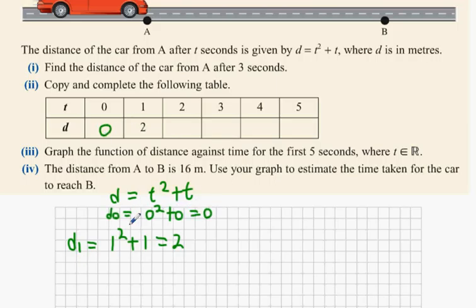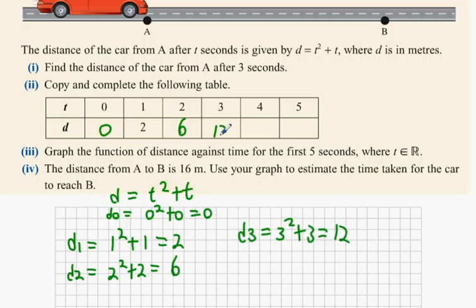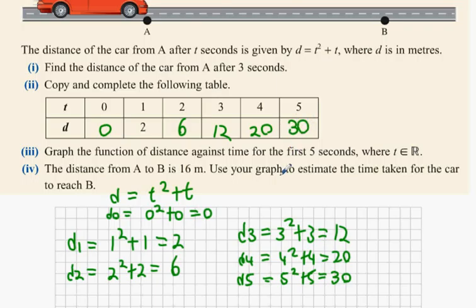0. Then d2, 2 squared plus 2, which is 6. d3, 3 squared plus 3, which is 12. And then finally d4, 4 squared plus 4 equals 20. And then finally d5, 5 squared plus 5, which equals 30. How many of you did it that way without the calculator? Okay, 1 or 2 of you figured out you can do it that way.